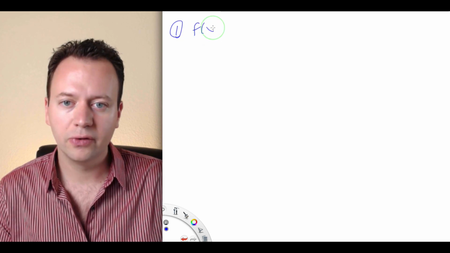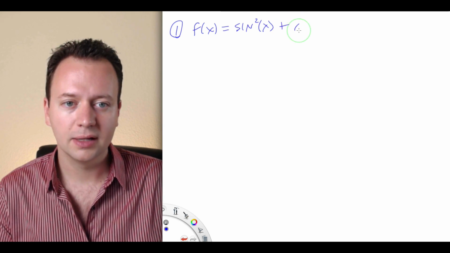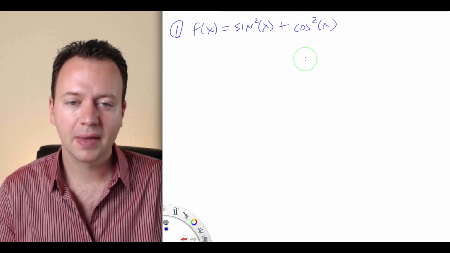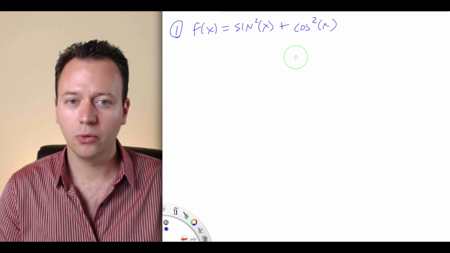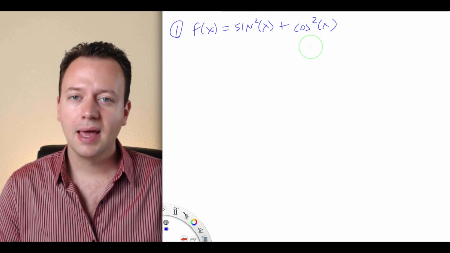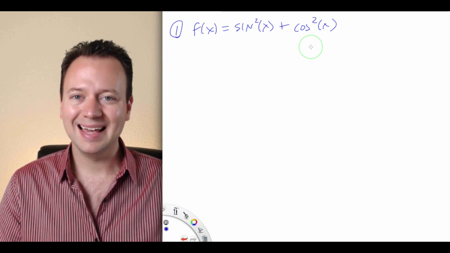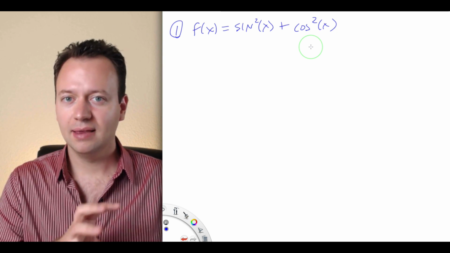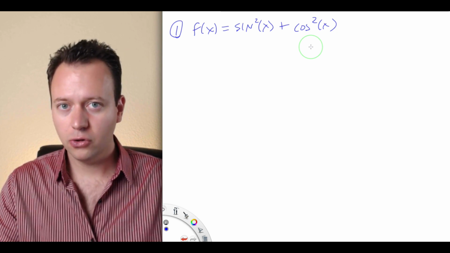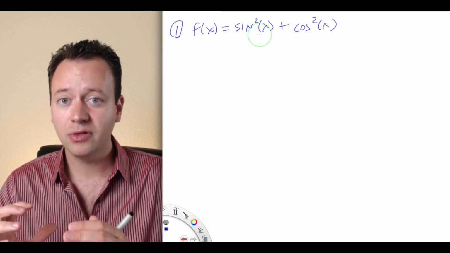So the first example is an interesting one, and that is: compute the derivative of the function f of x is equal to sine squared of x plus cosine squared of x. So here we have to use the chain rule twice, once for each term in this function. Now the reason we need to use the chain rule is because we have a composite function. The inside function is sine of x, and the outside function would be u of x squared, so u squared, because sine of x is really just something squared.